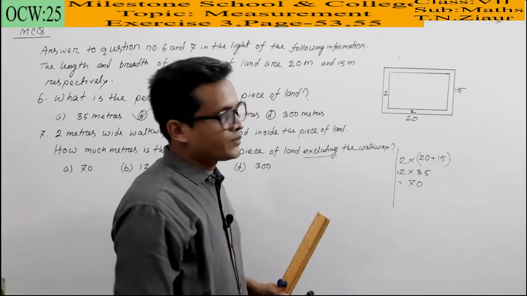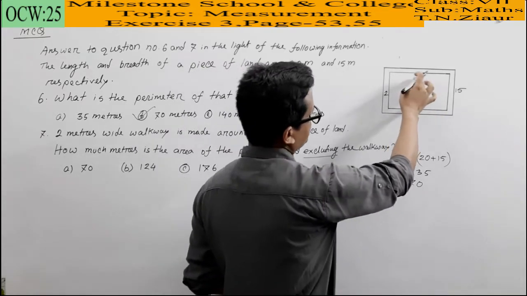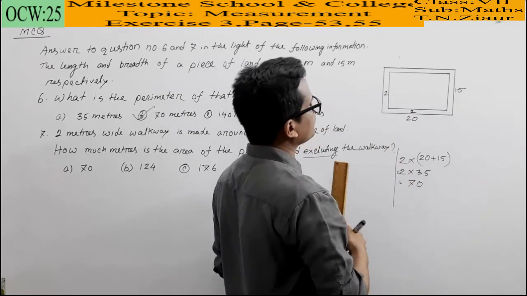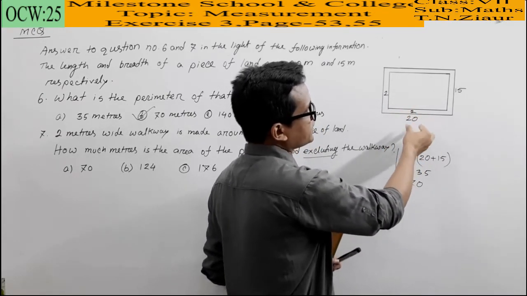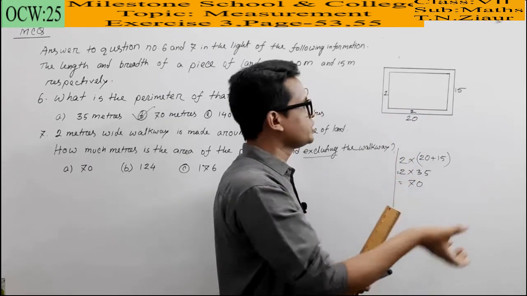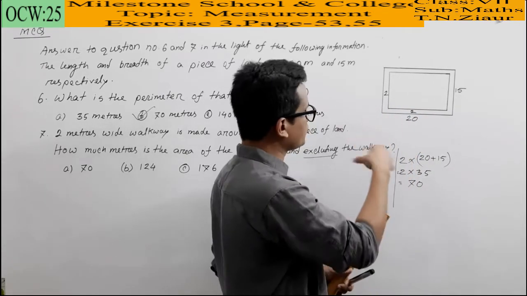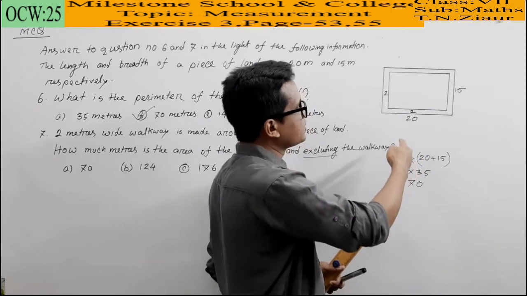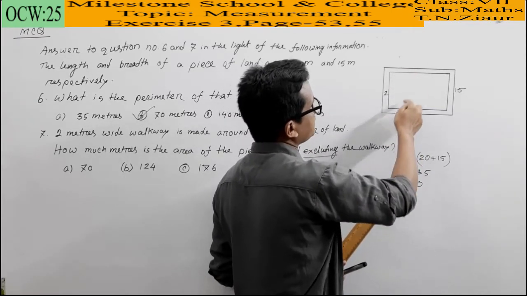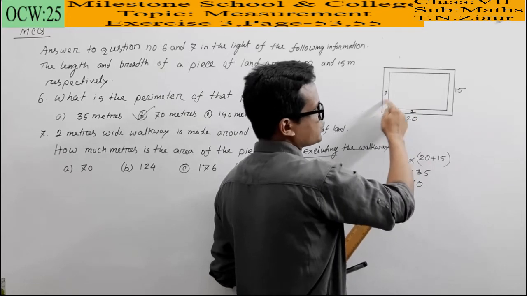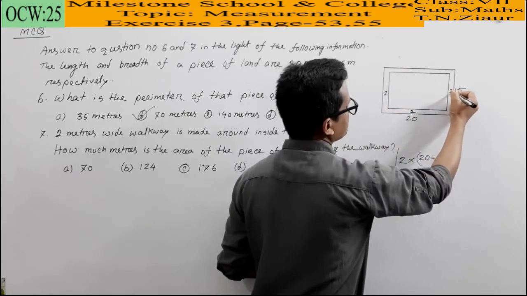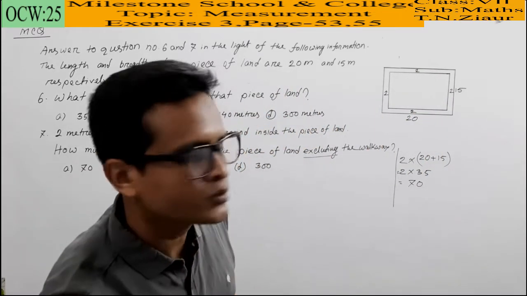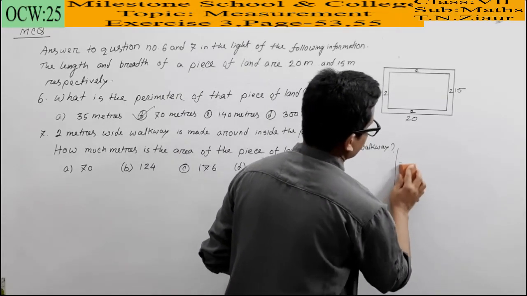Now how to find it? When you find the area of that piece of land, we need to find first the length and breadth. With the walkway, this length is 20, but without the road, excluding means without, what will be the length? In this rectangular figure, this one is length, this one is length, and breadth is this one and this one. This one is also 2, and this one is also 2. So when you find the length of this rectangular part, we have to subtract 2 meter.